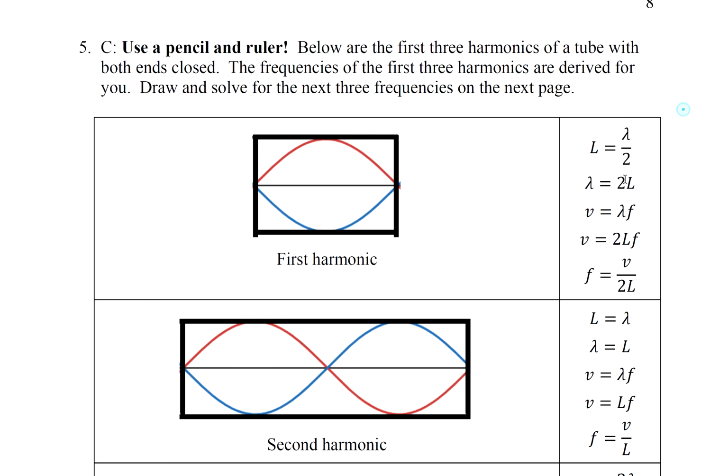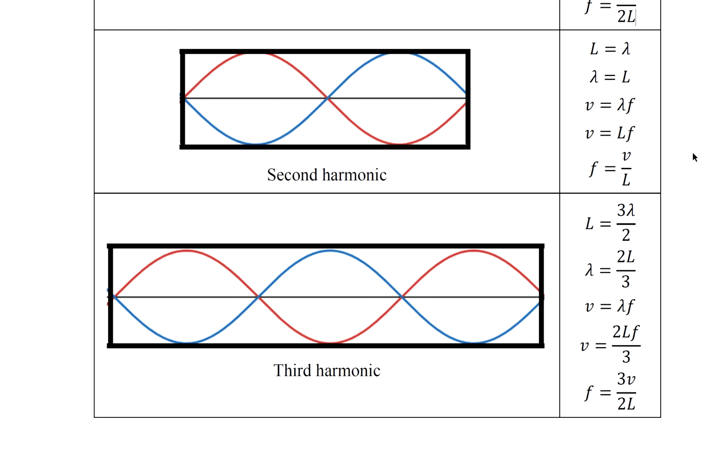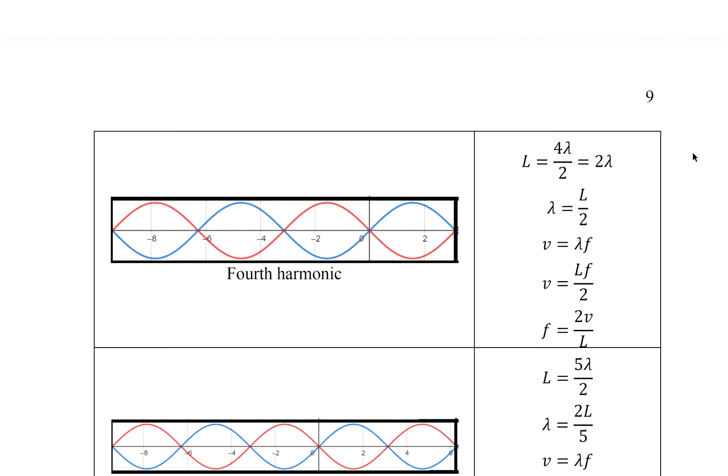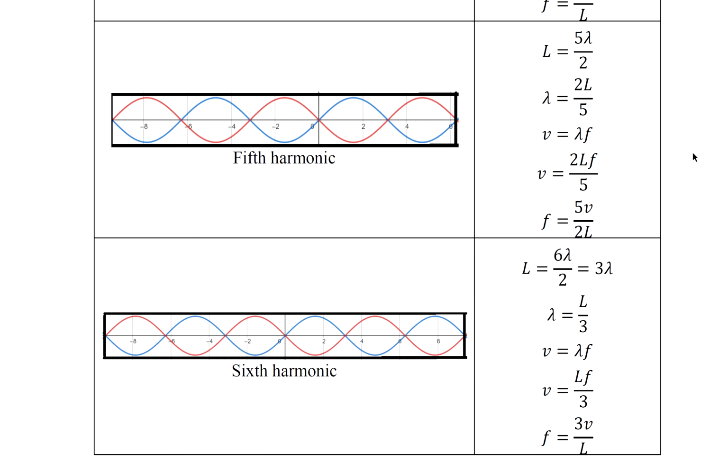Then solve for lambda. Introduce the equation V equals lambda F. Substitute for lambda. Finally solve for F. So this is the first harmonic, the fundamental frequency. See what I did here for the second harmonic and third harmonic. See what was done here with the fourth harmonic and fifth harmonic. Finally, see what was done here on the sixth harmonic.